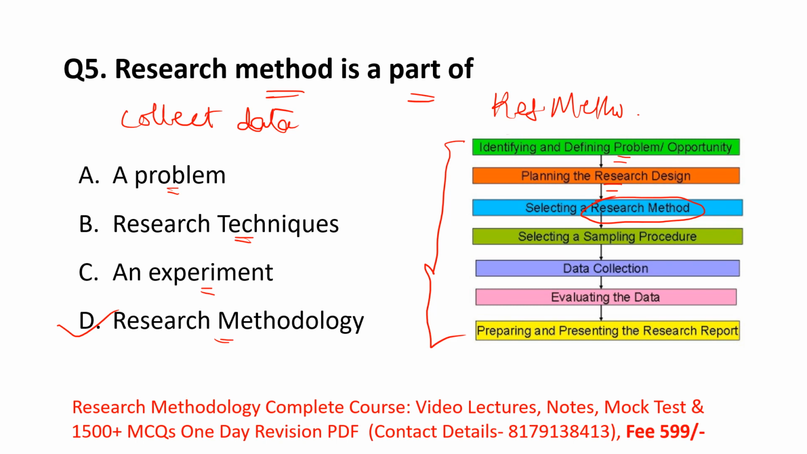So option D is the right answer, and now we'll see what the incorrect options are. Option A is problem. What is a problem? Problem is the first step of research methodology, in which you define your problem.